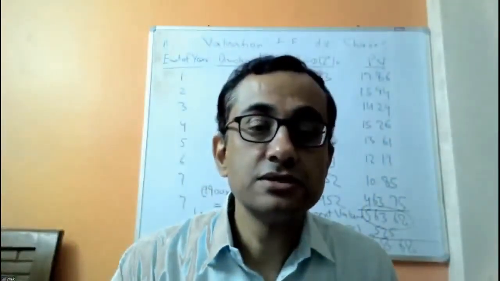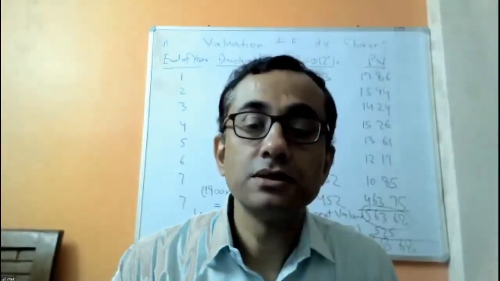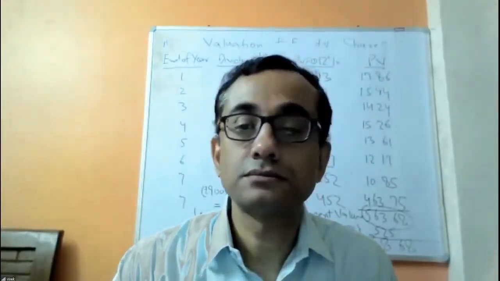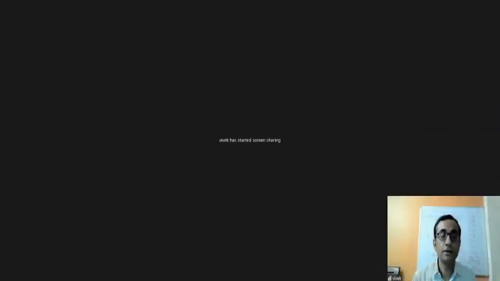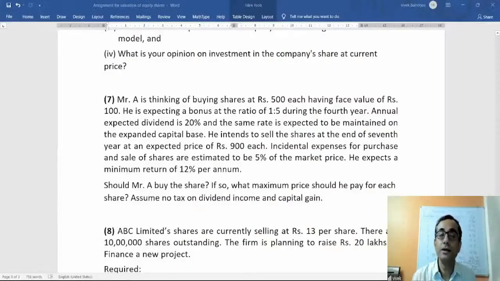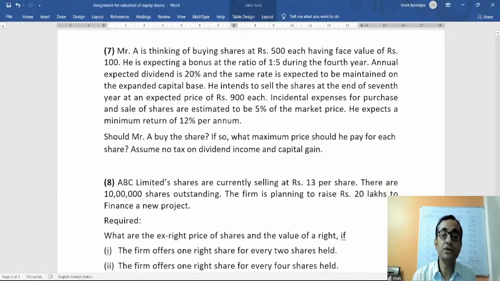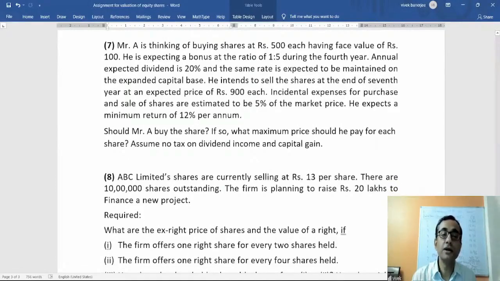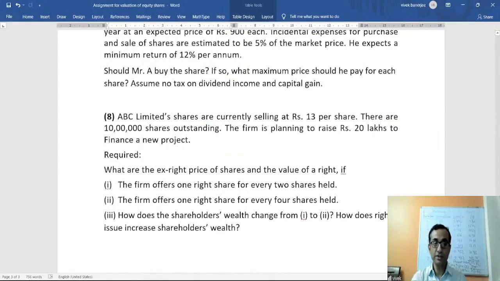Okay, so we have solved the first 7 questions. Let us go to the assignment again. If you observe, this is the 8th question. The 8th question I have already taken during our previous class on valuation of right shares. When I was discussing the valuation of right shares, I took this question. So all the questions of this assignment have been covered.